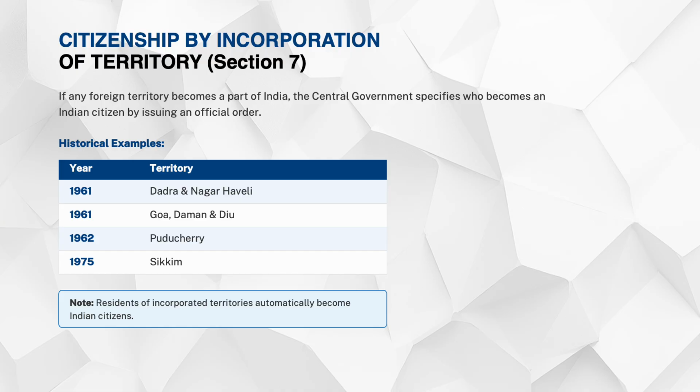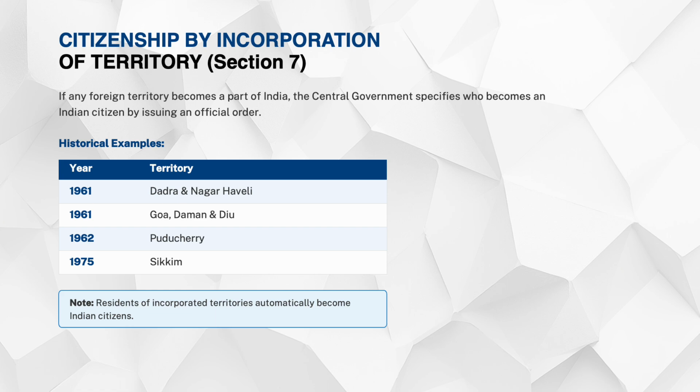So the king, the monarch, had to step down, and then the people decided that they wanted to be a part of India. And so India incorporated the territory of Sikkim as part of India in 1975. So automatically the people of Sikkim became Indian citizens. Okay, so that's the entire process of incorporation of territory, which leads to automatic citizenship.